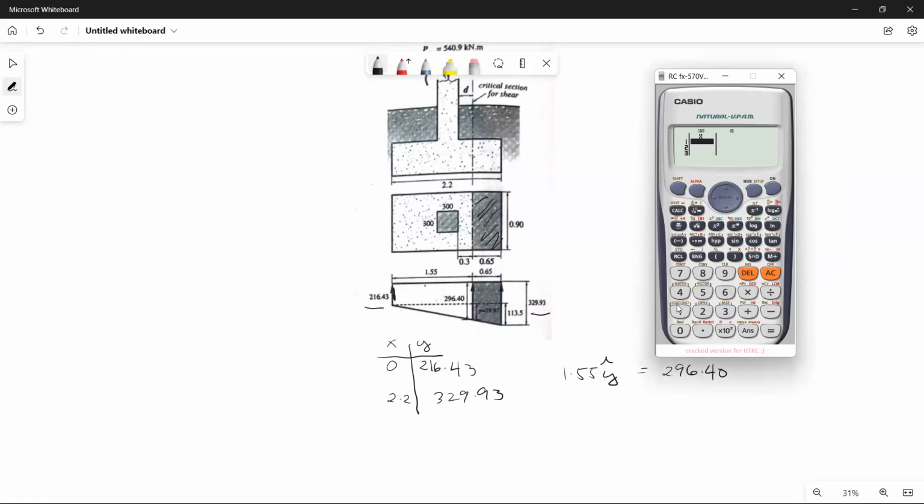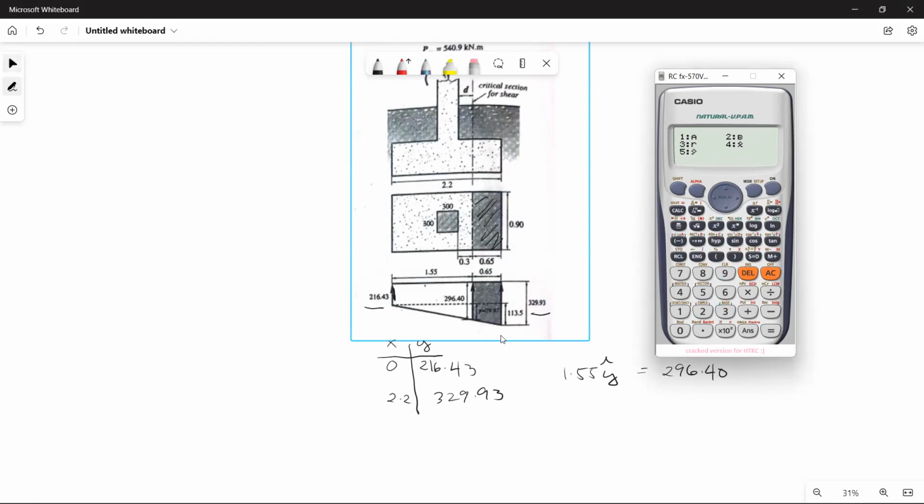Okay, let's choose one. So 3 stat a plus bx, x and y. So yung a plus bx na yan is simply yung linear equation, di ba? So at x equals to 0, your value is 216.43. Then at x equals to 2.2, your value is 329.93. So just click AC, then shift stat, shift 1, you get your regression.